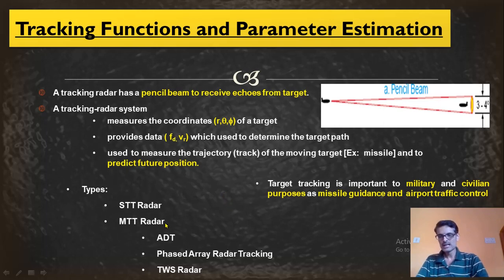Under MTT we have something called ADT, that is automatic detection and tracking, phased array radar tracking, and the third one is track-while-scan radar. All these three are multiple target tracking radars. As the name suggests, they track multiple targets at the same time. The first one, single target tracking radar, will track only a single target at a particular instant of time. So these are the types. Now we will understand these types of tracking radars one by one briefly.